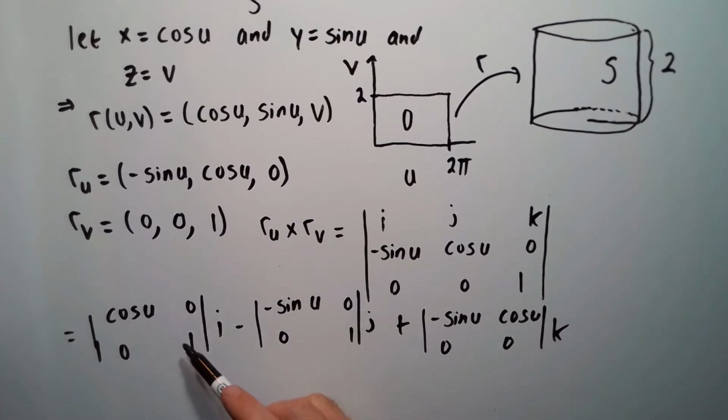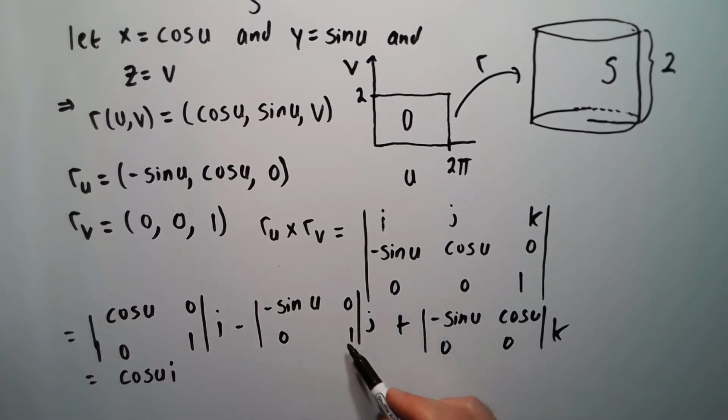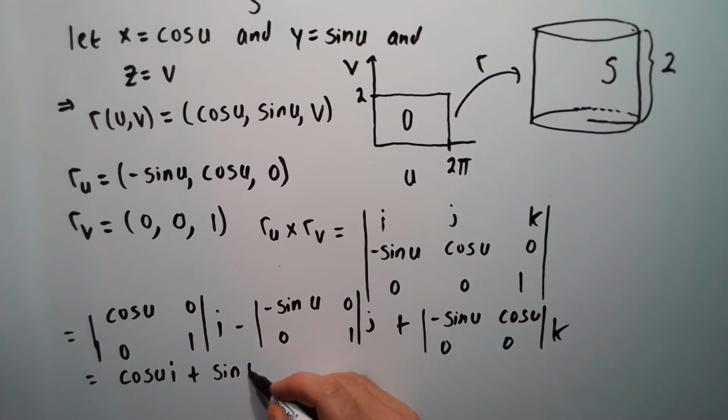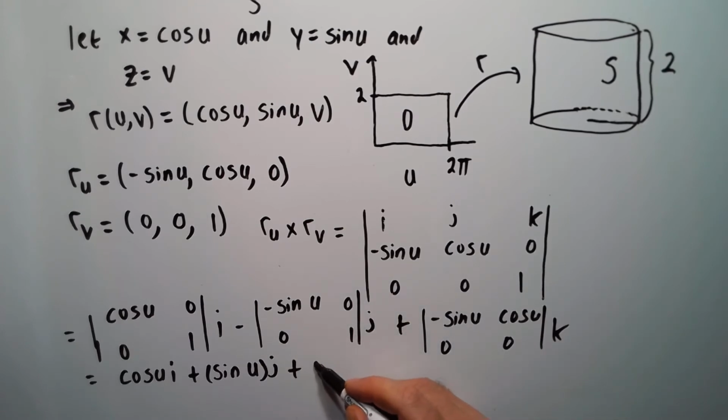So that'd be cosine times 1 and 0 times 0, so we just have cosine u i. Then here it'll be negative sine u times 1, which is negative, and with the minus in front it'll be plus sine u j, and it'll be 0 k. Okay, so let's keep going.